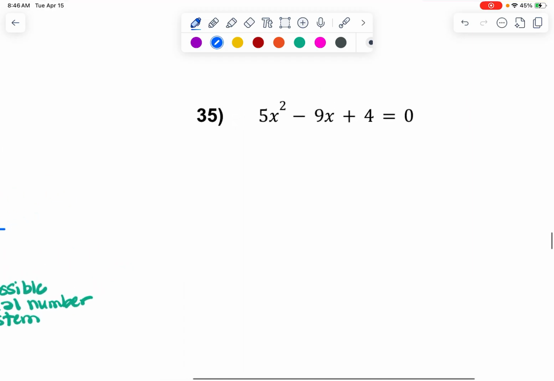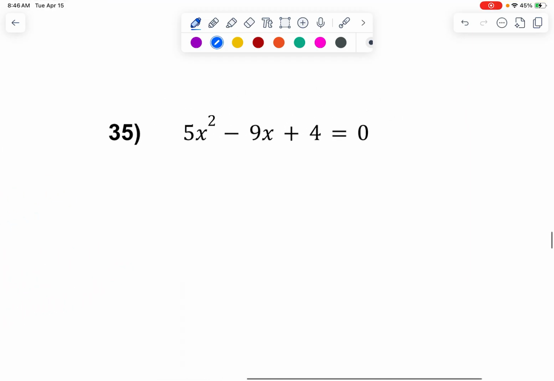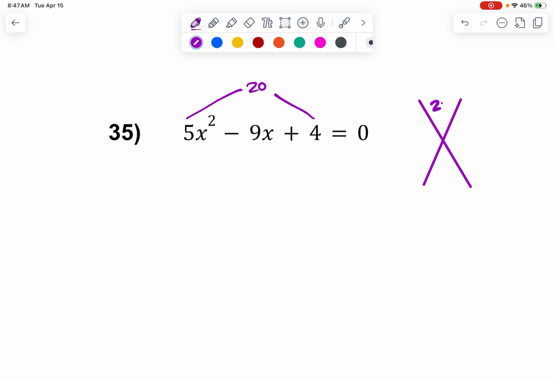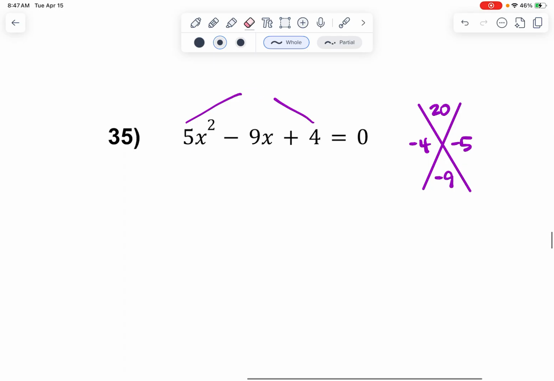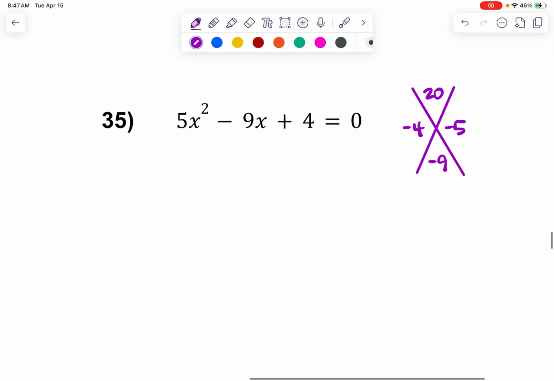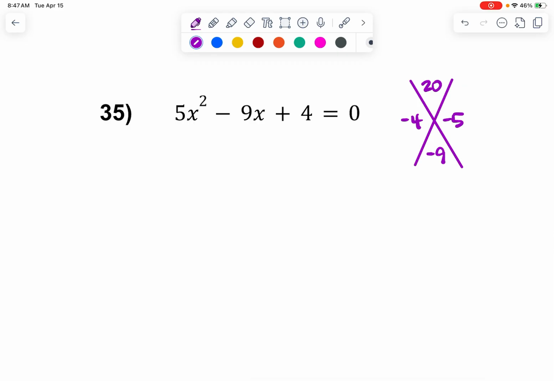All right, let's look at number 35. If you want to check to see if it's factorable, right? We're looking for the numbers that multiply to give us 20, but add to give us -9. And I think that does work, -4 and -5, right? So this is totally factorable. So if you want to factor it, you totally can. I'm going to go ahead and just do quadratic formula though, because I like the quadratic formula and I think it's quicker, a little bit quicker than having to do the factoring method.